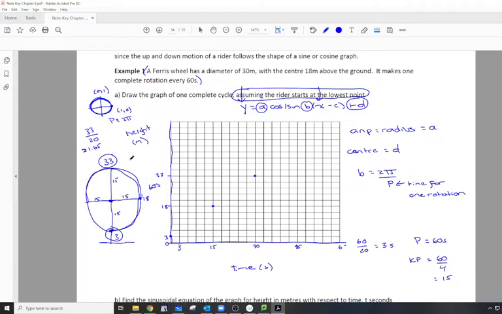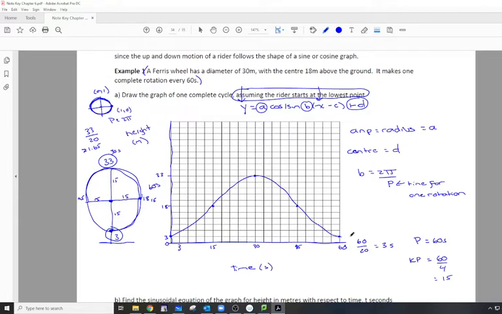So this is 15 seconds into it. This is 30 seconds into it. This is 45 seconds into it. They're back at the midline, or 18 meters. And then lastly, at 60 seconds, they are down here at 3 meters. So this is one complete rotation of that Ferris wheel, modeled in a two-dimensional model.